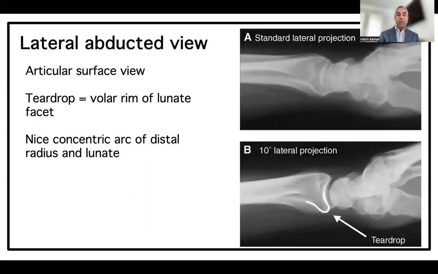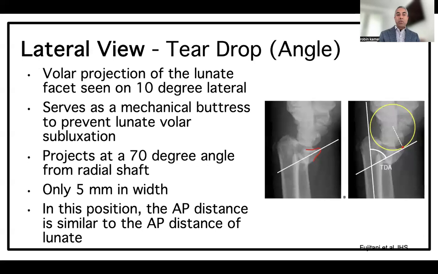On an abducted lateral view or the teardrop view, you can see the volar rim of the lunate facet. And that projection of the lunate facet is seen around 10 degrees on a lateral view. That lunate facet projects 70 degrees from the radial shaft and can be used to evaluate for instability of the lunate facet from a distal radius fracture.